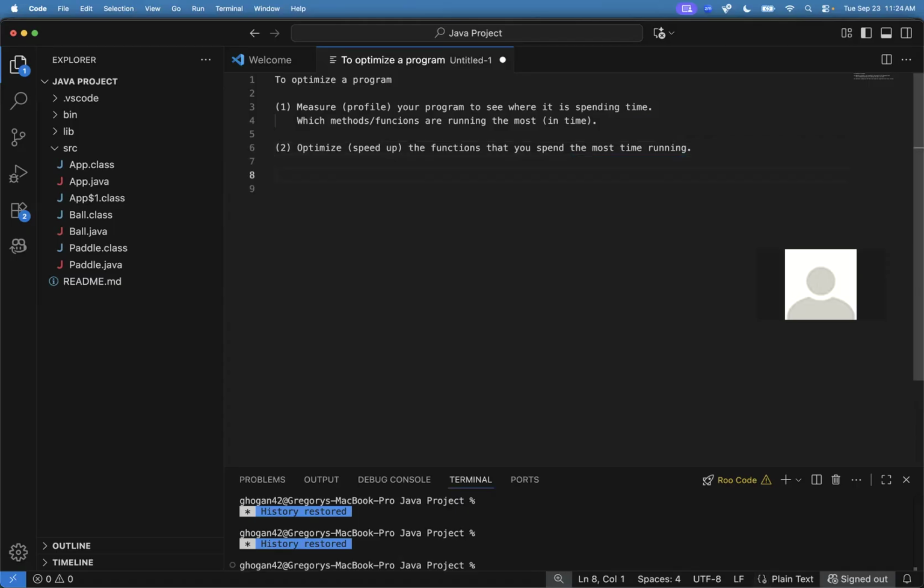So you don't necessarily need to optimize your slowest function, right? You don't need to optimize your slowest functions necessarily, because if they run rarely, they may not matter. So that's just something to keep in mind.